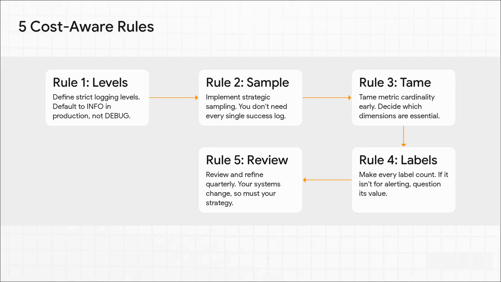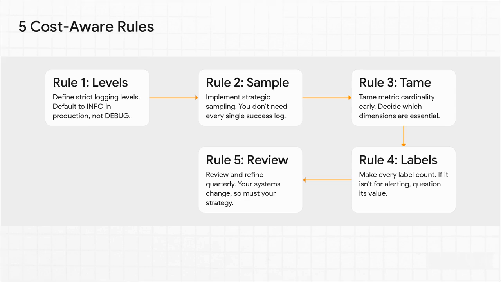Rule 2, implement strategic sampling. Seriously, you don't need a log for every single successful request. Maybe 1% is more than enough. Rule 3, tame that metric cardinality early. Decide which dimensions are absolutely essential before you ship the code. Rule 4, make every single label count. If a label isn't being used for a critical alert or dashboard, you should ask yourself if you really need it at all. And finally, Rule 5, review and refine quarterly.